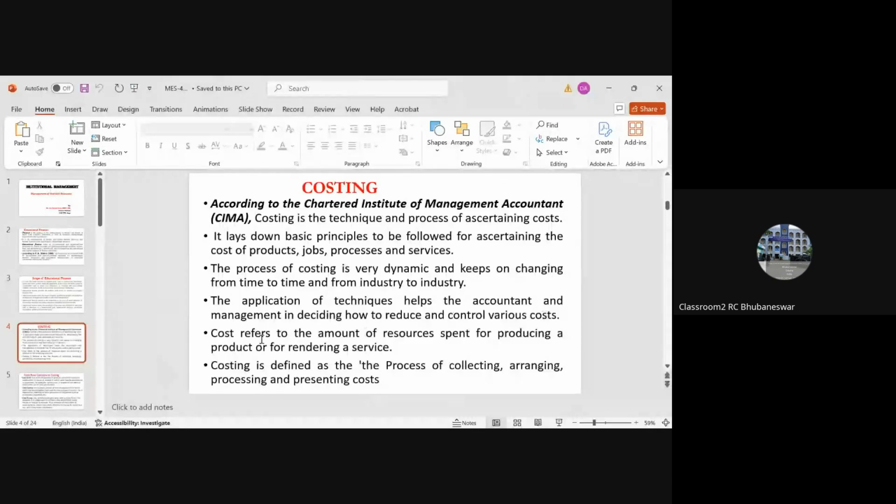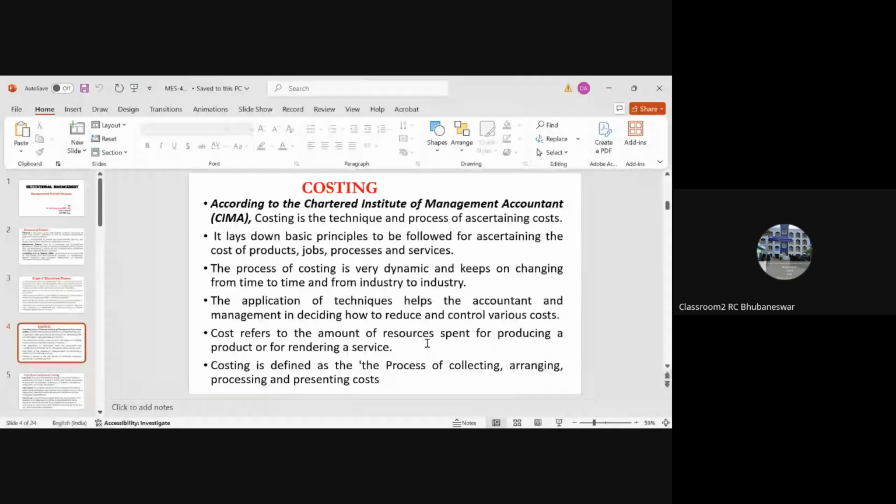Cost refers to the amount of resources spent for producing a product or for rendering a service. This line is very important. Cost refers to the amount of resources spent. The resources that we spend, why? For producing a product or for rendering a service.